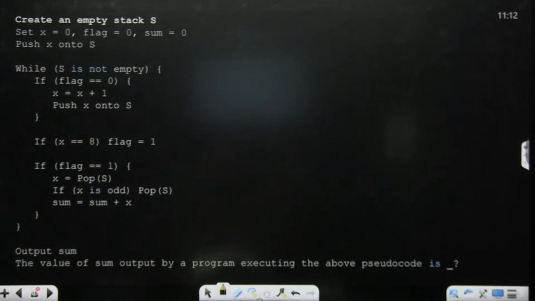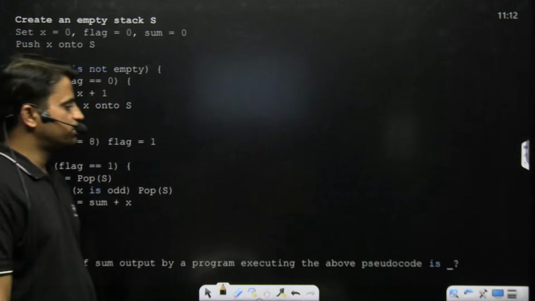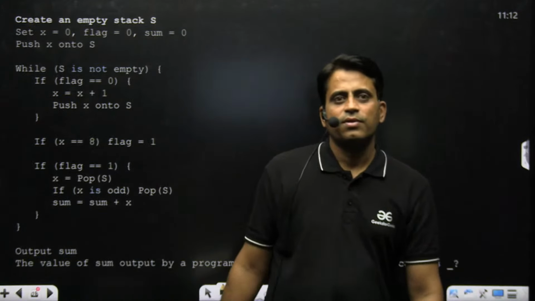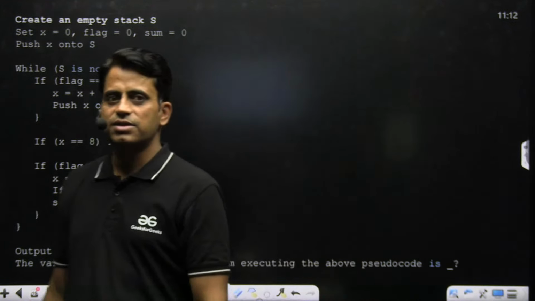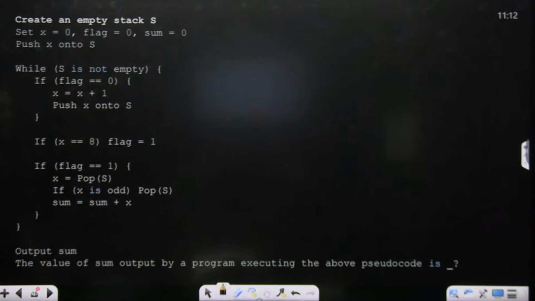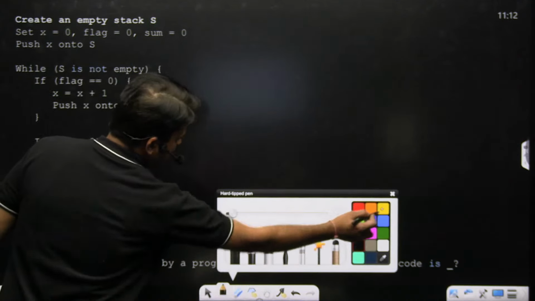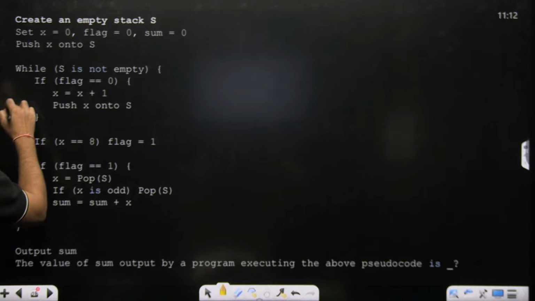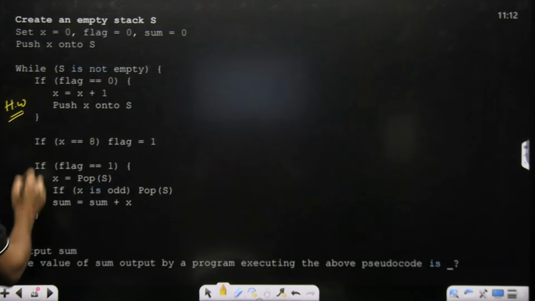Now, what is the answer for this question? n into x plus y minus x. Yes, 65 seconds is the right answer. You can solve this question easily. It is a very simple question. Try yourself. This is the homework.